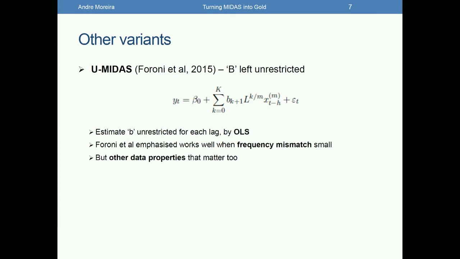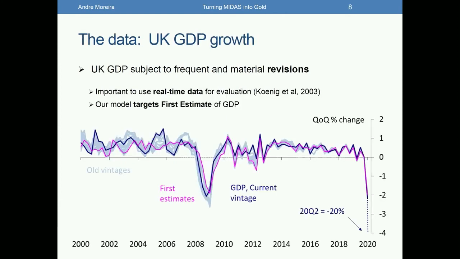So in macro applications, it's an approach that tends to work quite well. But I think there are other data properties that matter too for whether you should go unrestricted versus restricted. I wanted to talk a little bit about those things now, as I give you a quick bird's eye view of the data that we're going to use in this exercise.